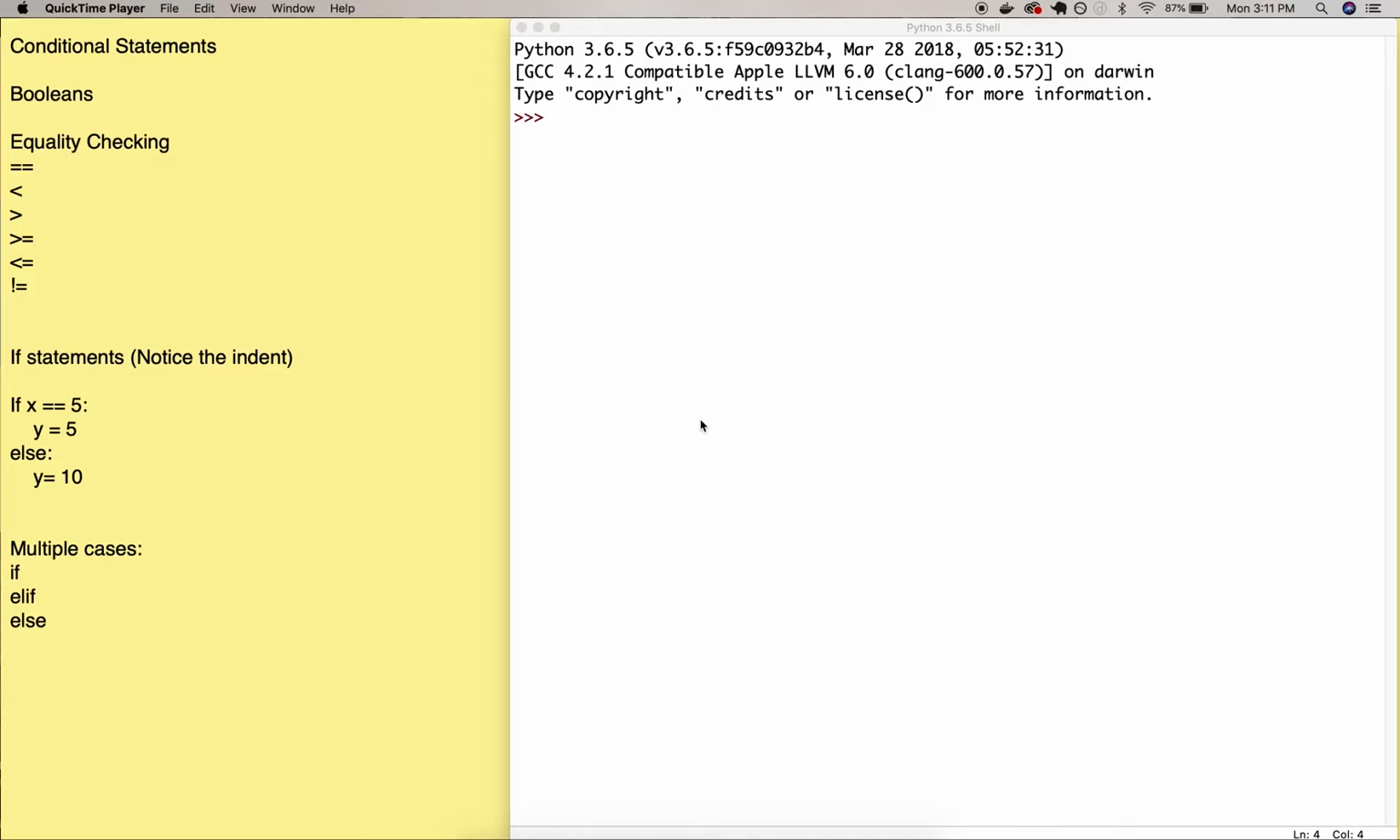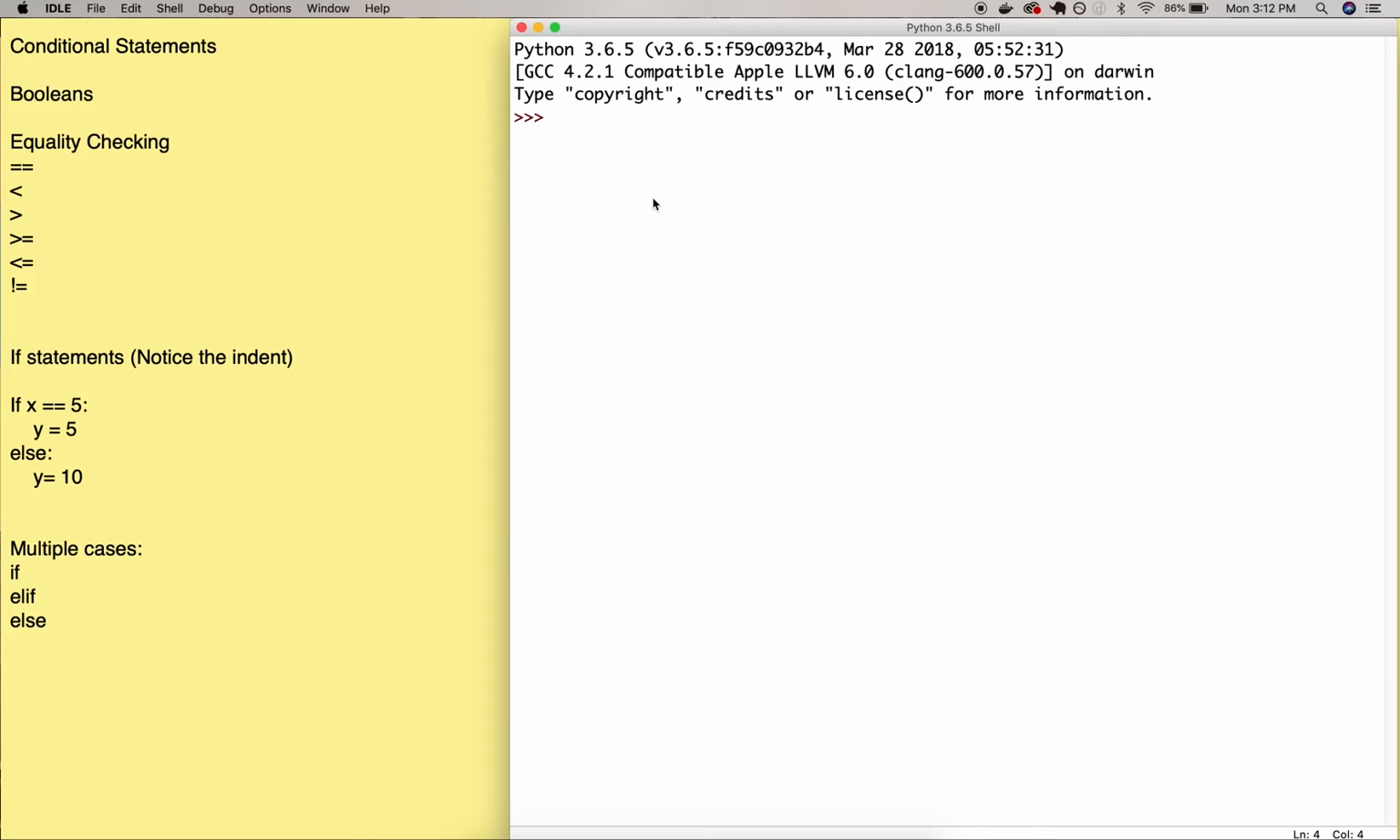Hey everybody, in this video we're going to be talking about conditional statements. Now I told you in a previous video that expressions have the type of numbers and strings. There's another type, however, booleans. So a boolean can either be true or false.